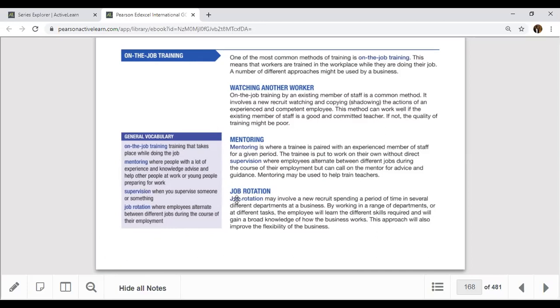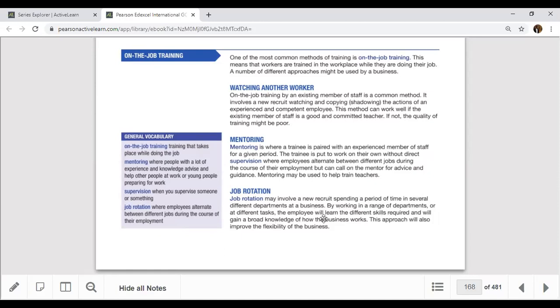The other one is job rotation, from time to time. It's a kind of motivation also. Job rotation may involve new recruits spending a period of time in several different departments of a business. In banks, for example, one day he's working as a teller, mainly cash deposits and payments. Next day he might move on to the loan section, next day the check clearing section, then the credit card section, and the customer call center.